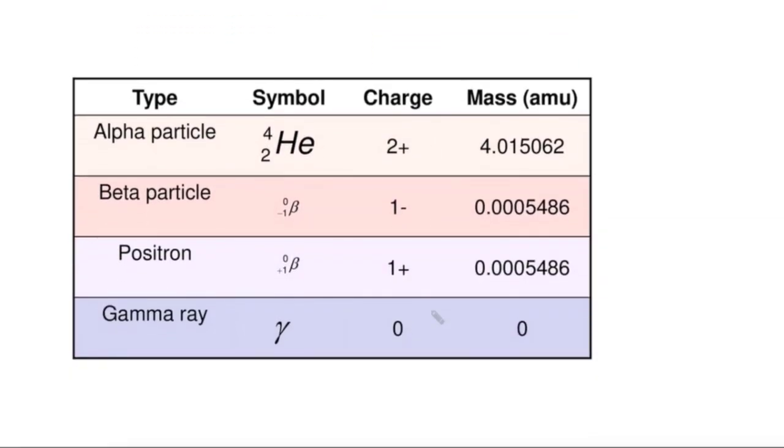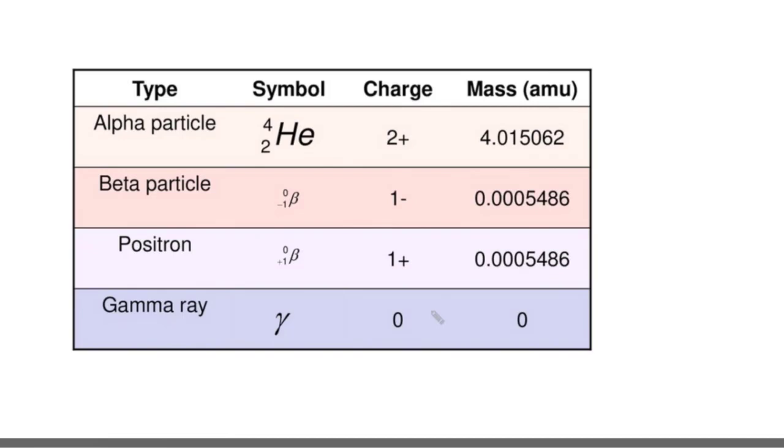In natural radioactive decay, 4 common emissions occur. There are alpha particles, beta particles, positrons, and gamma rays. Alpha particles can be written in two ways: helium 4 over 2, as we saw earlier, or as an alpha particle symbol with 4 over 2.